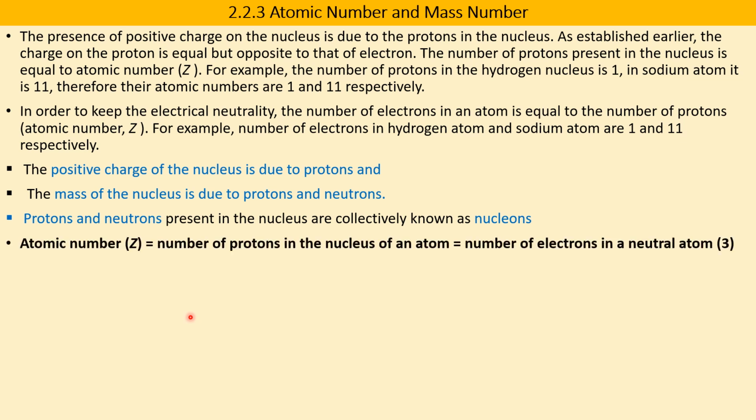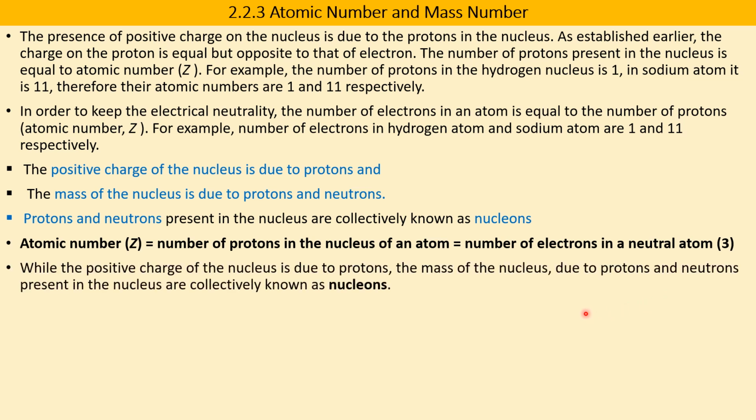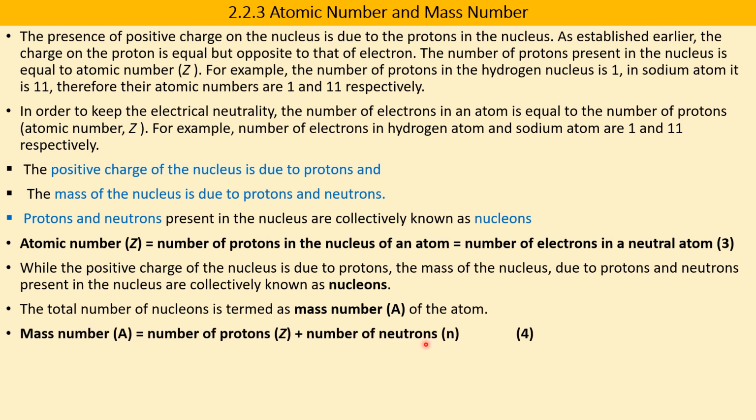So atomic number Z is equal to the number of protons in the nucleus of an atom, that is equal to the number of electrons in the neutral atom. Let it be equation 3. While the positive charge of the nucleus is due to protons, the mass of the nucleus is due to protons and neutrons, collectively known as nucleons. The total number of nucleons is termed the mass number, and it is represented by the symbol capital A of the atom. Mass number A is equal to the number of protons Z plus the number of neutrons n. Let it be equation 4.